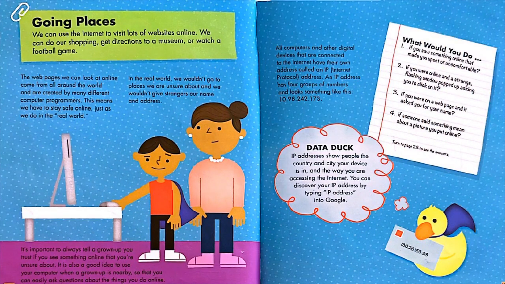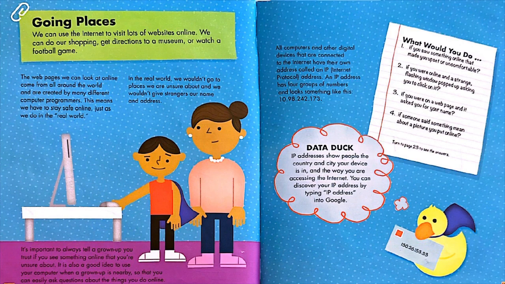Going places. We can use the internet to visit lots of websites online. We can do our shopping, get directions to a museum, or watch a football game. The web pages we can look at online come from all around the world and are created by many different computer programmers. This means we have to stay safe online just as we do in the real world.